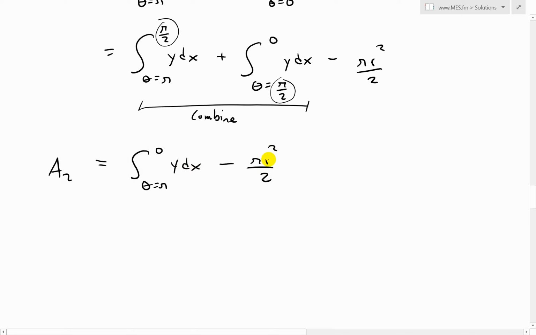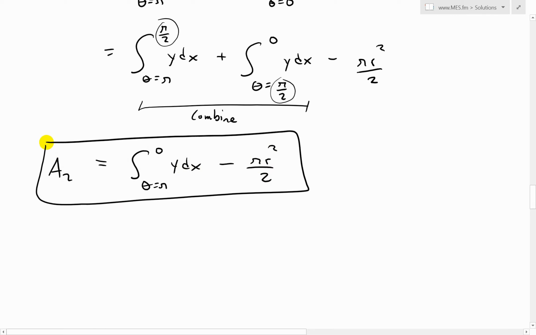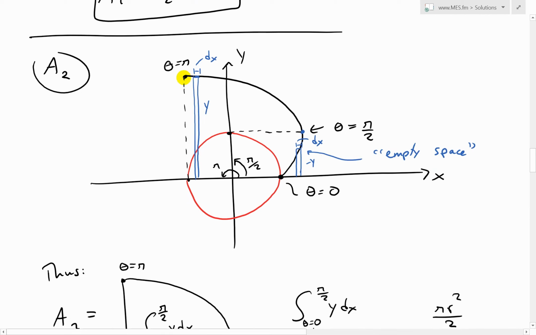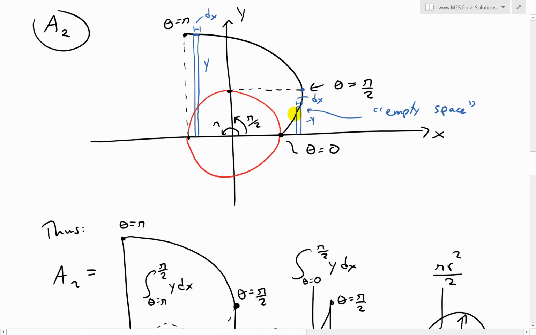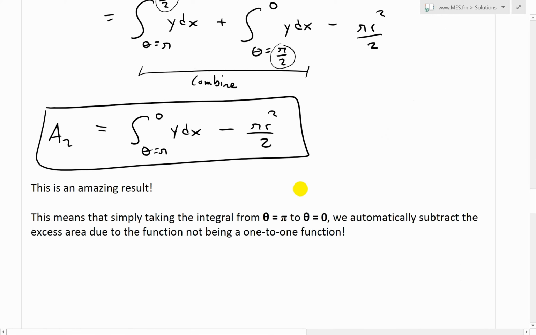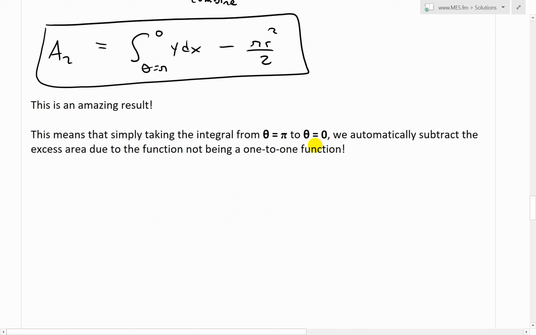So notice what we have now. This is actually an amazing result, because it means we can go from theta equals pi all the way to 0, and it will automatically subtract the empty space, because when you go from here to here, it flips and makes it negative. That's absolutely amazing. So this is an amazing result. Simply taking the integral from theta equals pi to theta equals 0, we automatically subtract the excess area due to the function not being one-to-one.